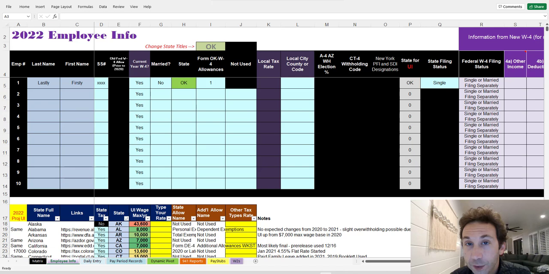Hi, and welcome to this Payroll in Excel series for 2022. Today we're going to talk about the state of Oklahoma. They have already updated their rates for 2022, so even here in mid to late December 2021, we can do a video about Oklahoma and talk about what rate changes they have made.